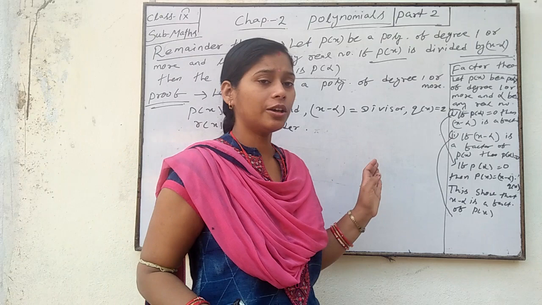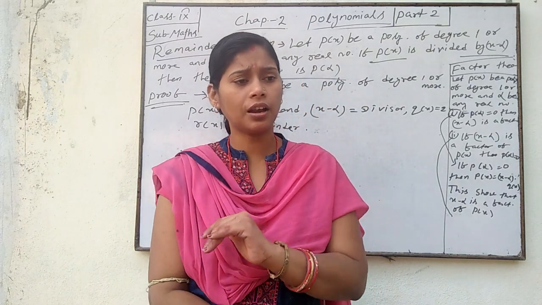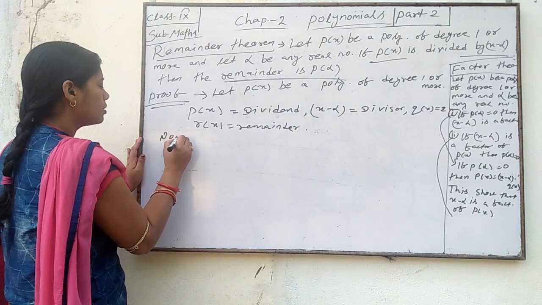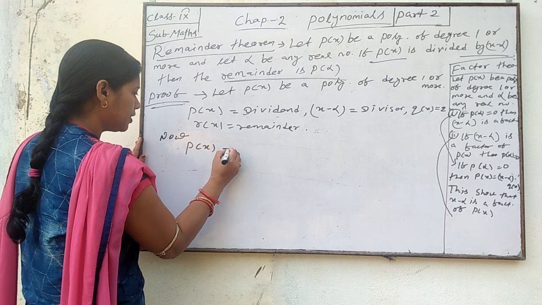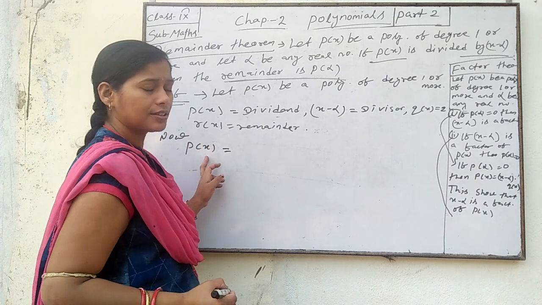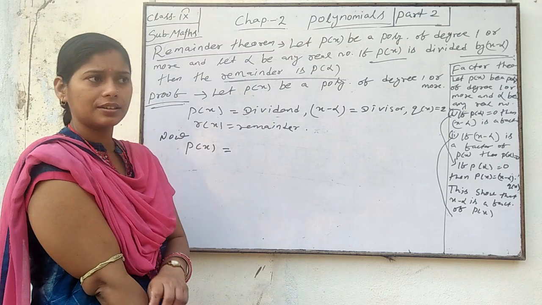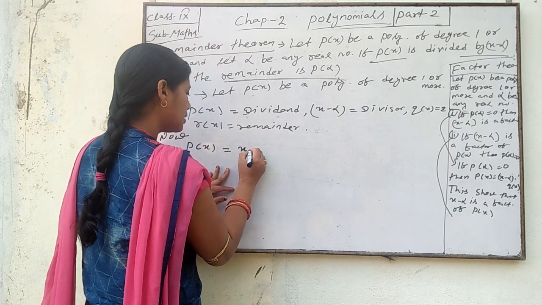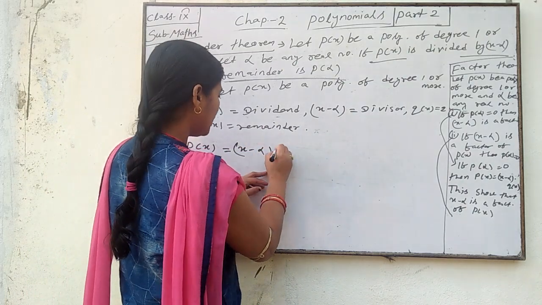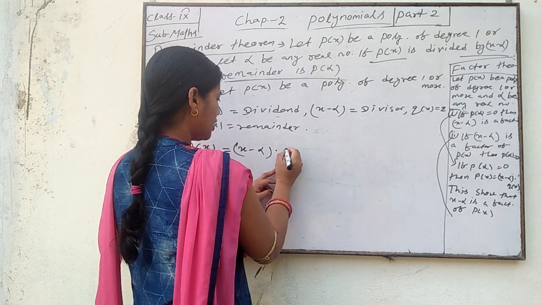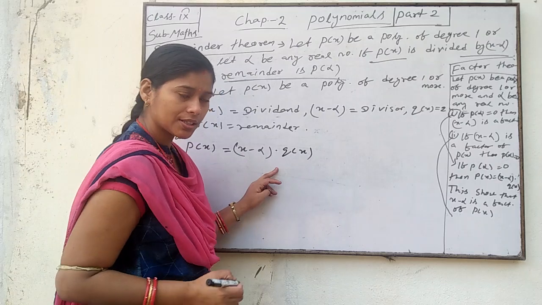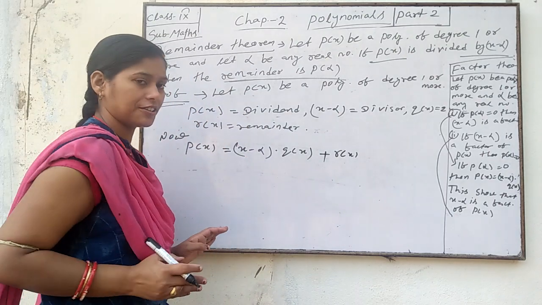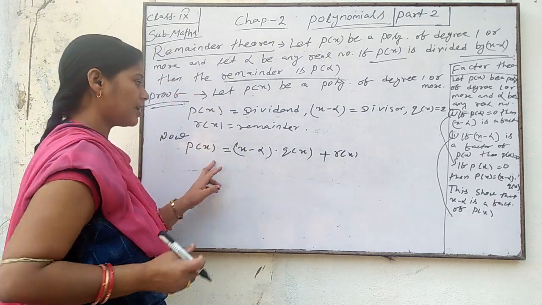Then by using the division algorithm, p of x, the dividend, is equal to divisor multiplied by quotient plus remainder. So here the divisor is x minus alpha multiplied by the quotient q of x, plus the remainder r of x. So this is your division algorithm.